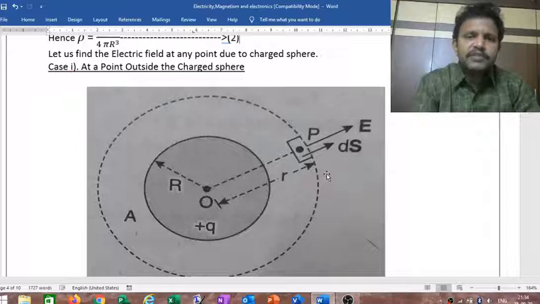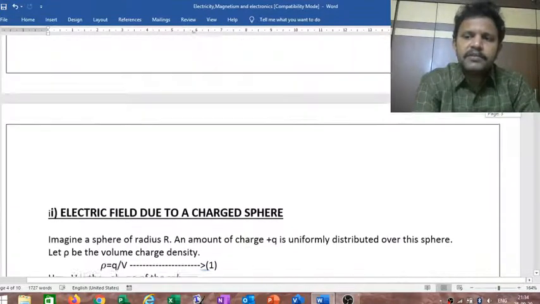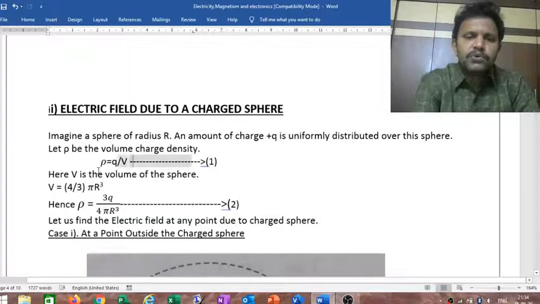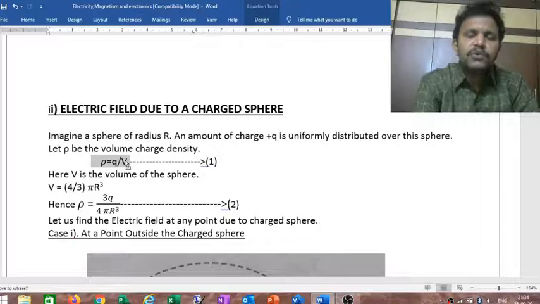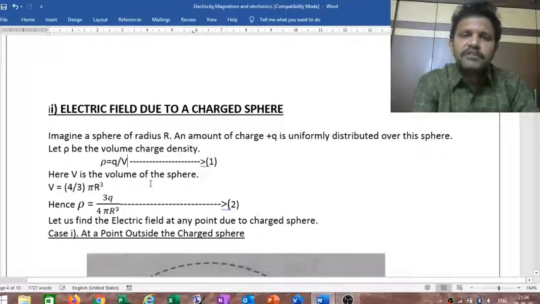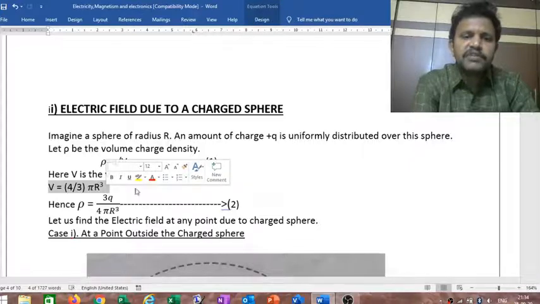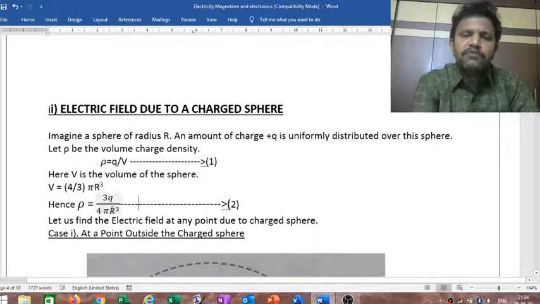To solve this, let us assume that rho is the volume charge density of the sphere. Volume charge density means charge per unit volume. That means it tells us how much charge is placed at a per unit volume. This volume charge density is expressed as rho is equal to Q by V. Here V is the volume of the charged sphere, which is equal to 4/3 pi r cube. If we substitute into this equation, we get rho is equal to 3Q by 4 pi r cube.